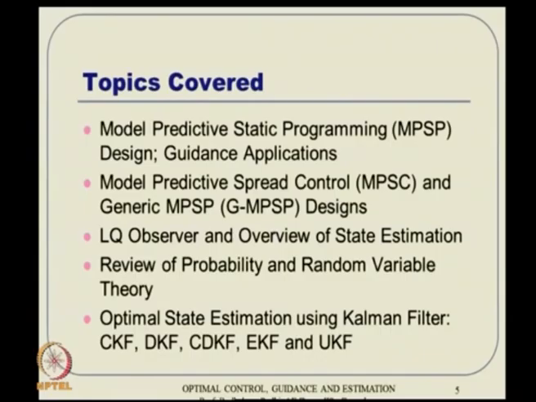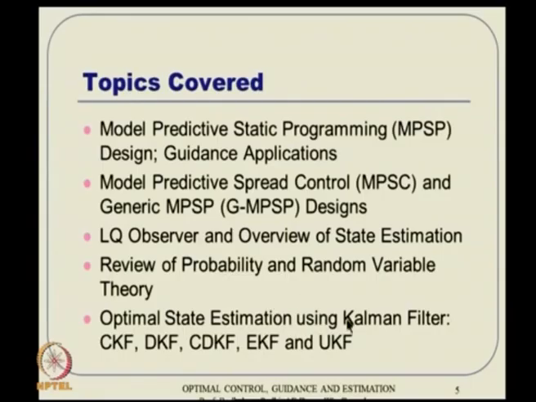And then we also discussed the LQ observer, and then had an overview of state estimation. That was followed by a detailed discussion about review of probability theory and random variables. And then we went on to derive the Kalman filter using various frameworks. First in the continuous time framework, CKF, then the discrete time framework, DKF, then the continuous-discrete Kalman filter, where system dynamics was continuous but measurement was discrete. And then we extended these ideas to the extended Kalman filter, which is heavily used, and again we discussed both the continuous time as well as the continuous-discrete framework.